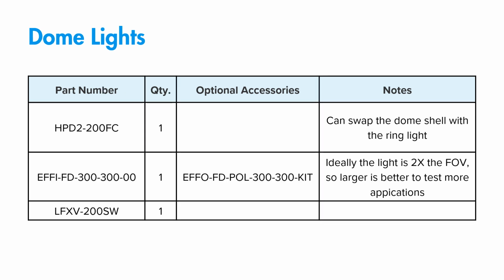For dome lights, we recommend the standard dome light, the HPD2 200 full color. And the reason why we picked the HPD2 200 full color is because it's the same size as the HPR2 200 in white. And a cool thing about these lights is you can actually swap the dome shell with the ring light. So I could create an HPD2 200 full color or white, or an HPR2 200 full color or white. So you can kind of get 4 lights out of just purchasing 2.